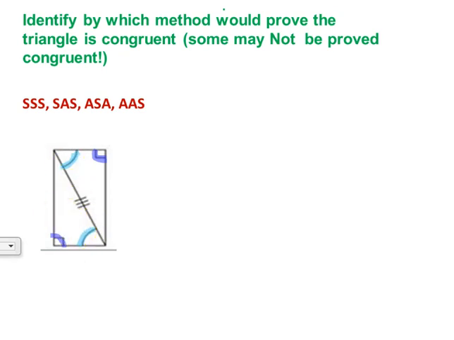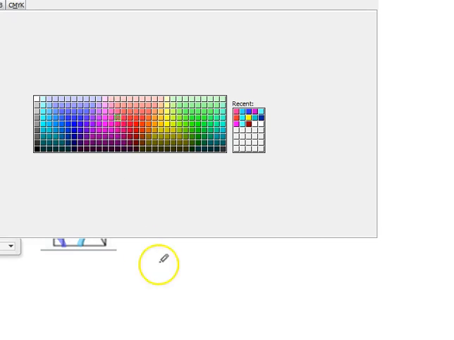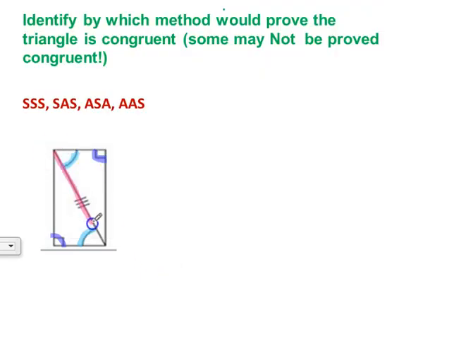And then we've got a shared leg right here. Since that's a shared leg, we know that those two legs are congruent. So we've got angle, angle, side. So yes, we can prove that these two are congruent by using the angle, angle, side postulate.